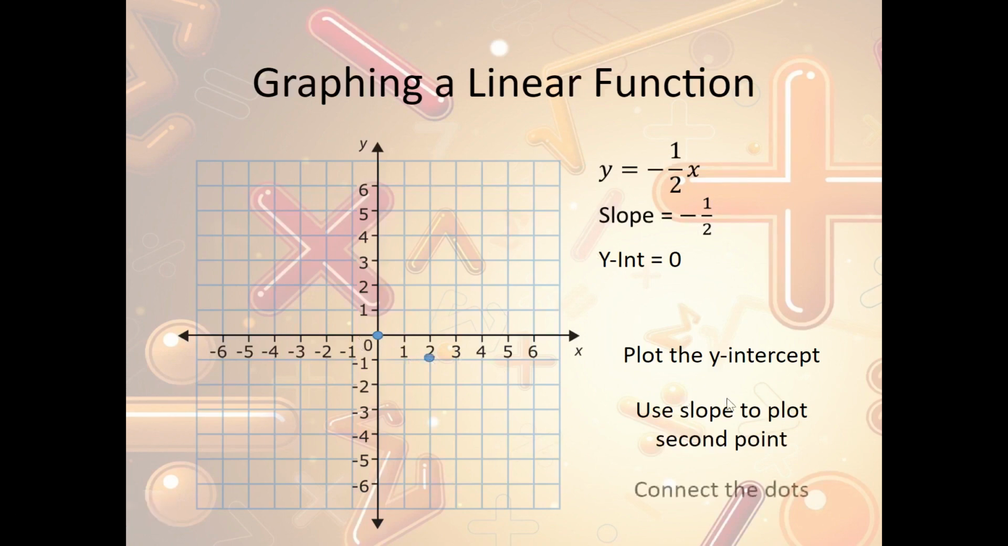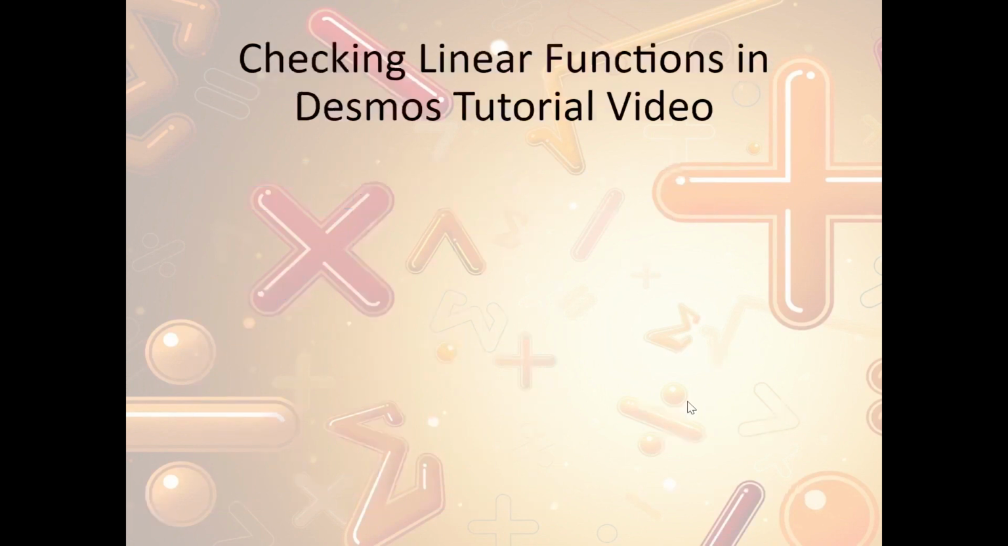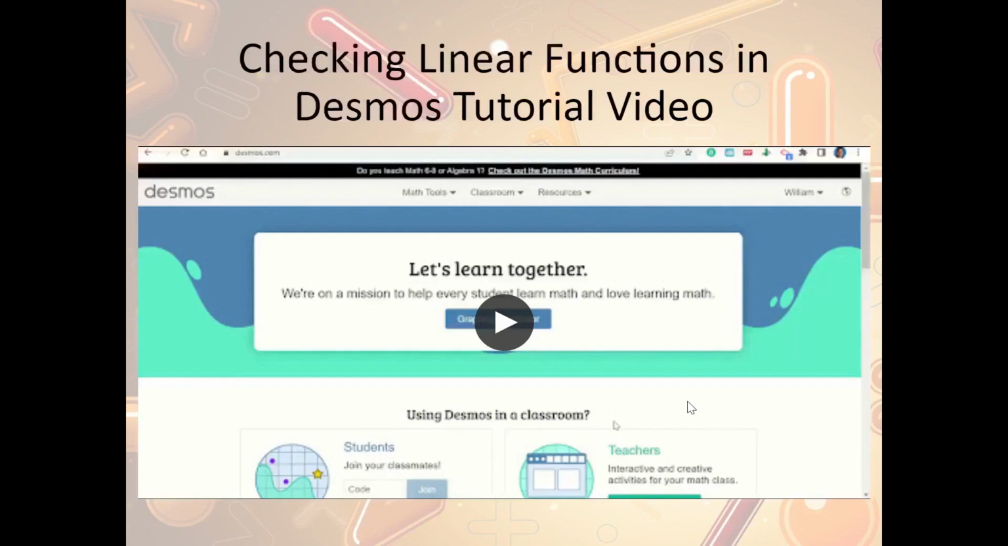The next step is just to connect the dots and draw a line between them. So I'm going to connect the dots, and now I have a linear function that is graphed that goes through 0 and has a slope of negative 1/2. There's a video here also that shows you how to graph linear functions in Desmos. So you can go ahead and watch that.